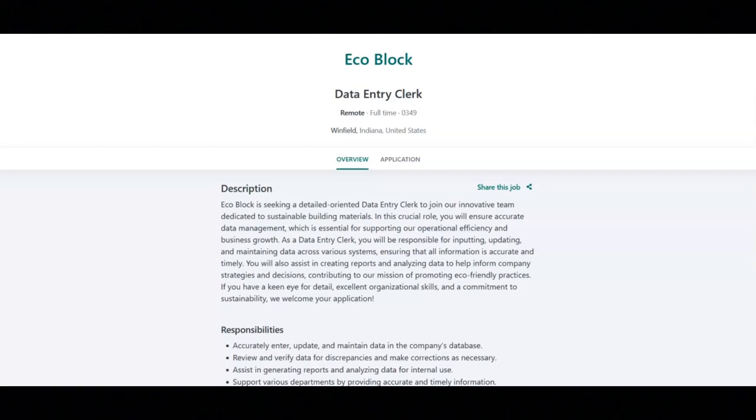You must have excellent organizational skills and be able to multitask effectively. Basic understanding of eco-friendly practices and products is preferred. And you must be able to work independently and as part of a collaborative team.